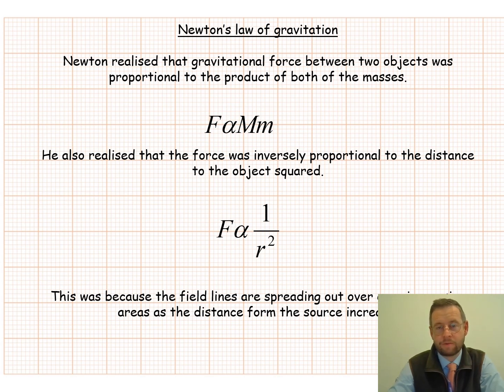Here, if I doubled either of the masses, it would actually double the force between them. But if I doubled both of the masses, it would quadruple the force between them. That's how these relationships work. He also pointed out that the force was inversely proportional to the distance of the object squared. It's what we would call an inverse square law. If you imagine the field lines spreading out and separating radially over ever greater and greater areas, then it's quite obvious to us that it would be 1 over r squared. But it wasn't obvious at the time.